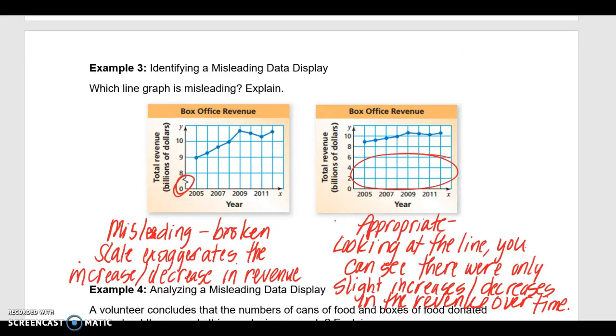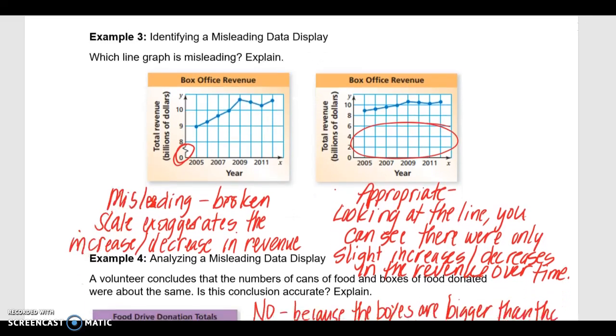Okay, so we've added an appropriate written response for the answer to this question. And remember, explain means to write an answer in words. So you do need to write a little bit more for these responses in this section.